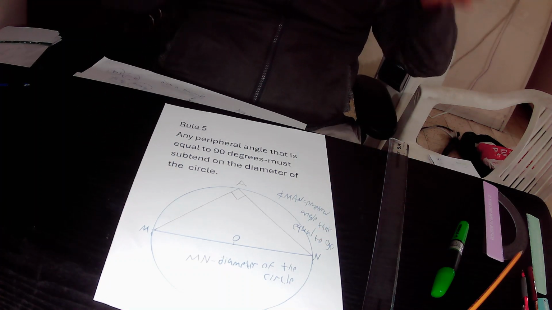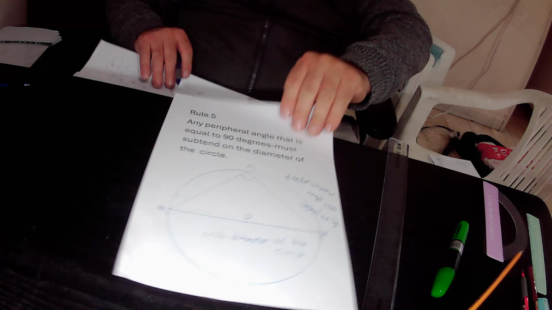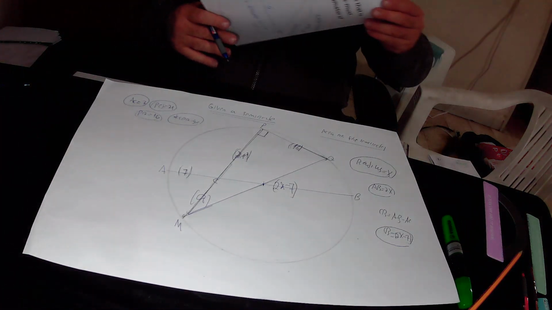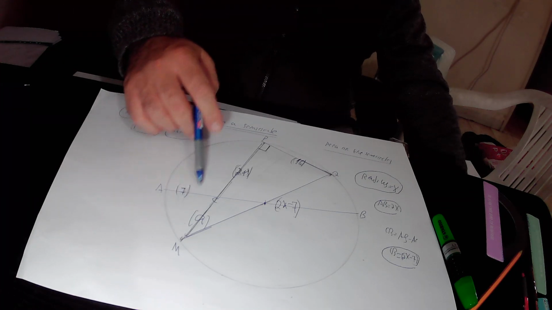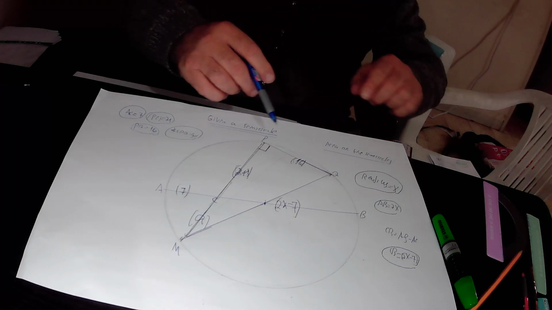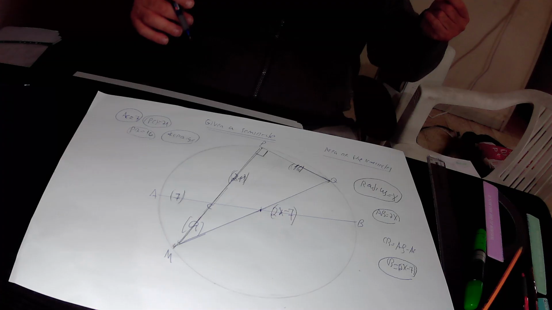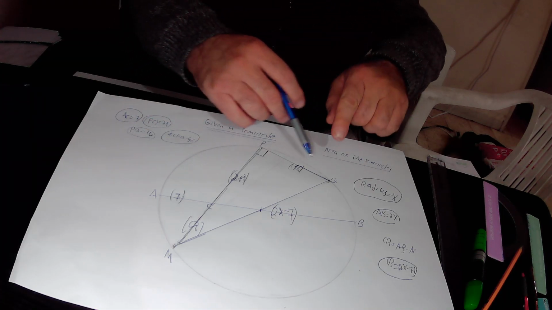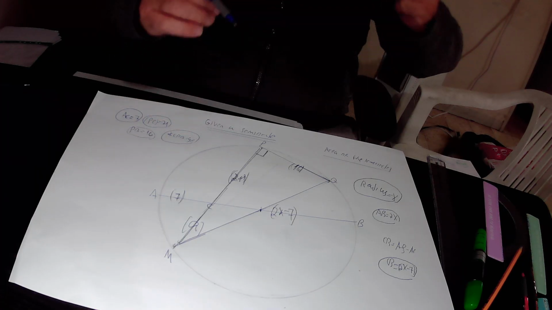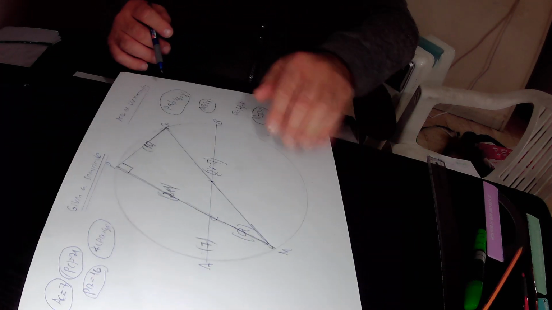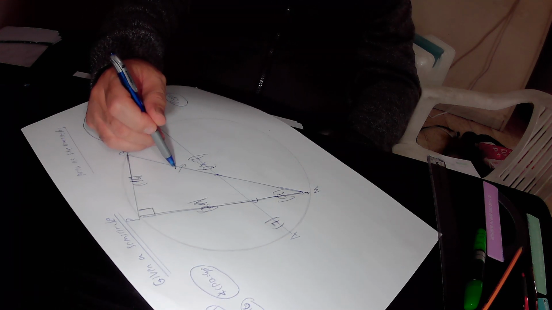So according to Rule 5, any peripheral angle that is equal to 90 degrees inside must subtend on the diameter of the circle. So we can implement Rule 5 in our drawing. Because in our drawing, this is peripheral angle MPQ that is equal to 90 degrees inside, and therefore according to Rule 5 must subtend on the diameter of the circle. Peripheral angle MPQ subtends on chord QM, and therefore chord QM must be the diameter of this circle according to Rule 5.